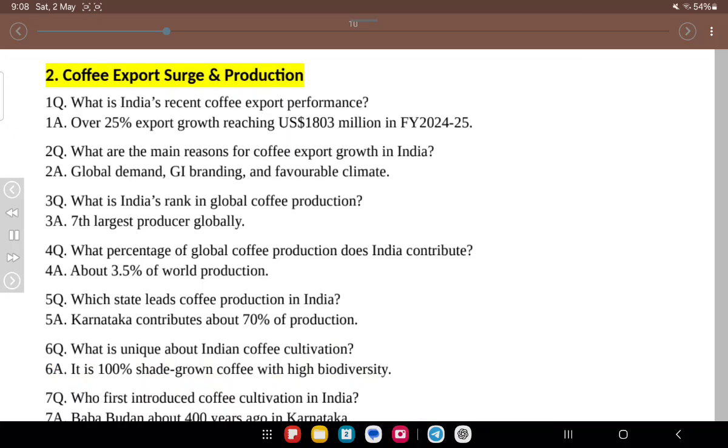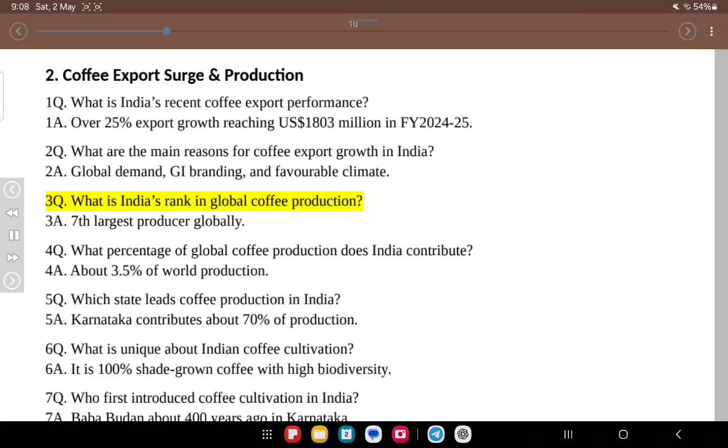2. Coffee export surge in production. 1Q. What is India's recent coffee export performance? 1A. Over 25% export growth reaching $1,803 million United States dollars in FY 2024-25. 2Q. What are the main reasons for coffee export growth in India? 2A. Global demand, ghee branding, and favorable climate.